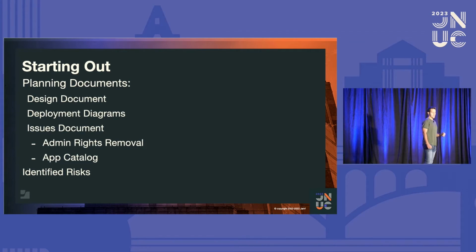We also highlighted specific issues in documentation. During the initial planning stages, we highlighted potential issues and developed supporting documents for these issues. The two main ones were, again, just admin rights. So we created something called the admin rights removal document. This was a list of all features and items that were affected when admin rights went away and also listed potential fixes.